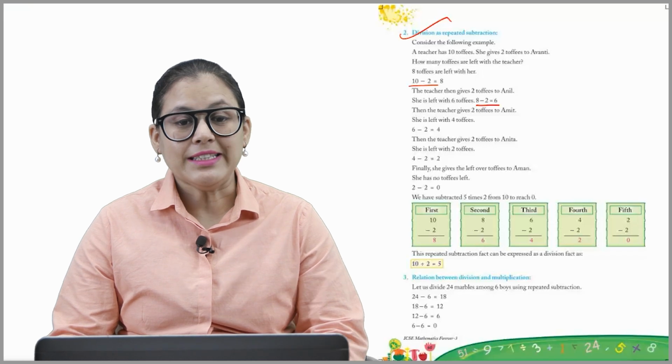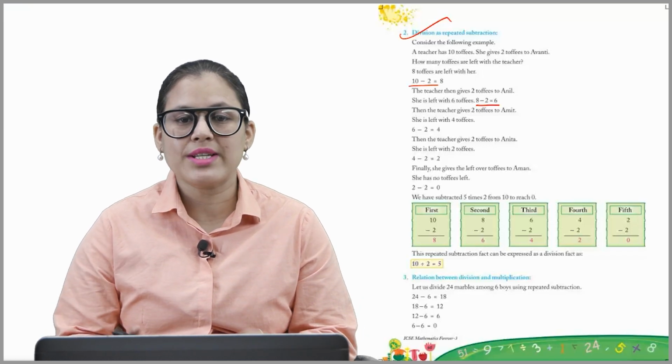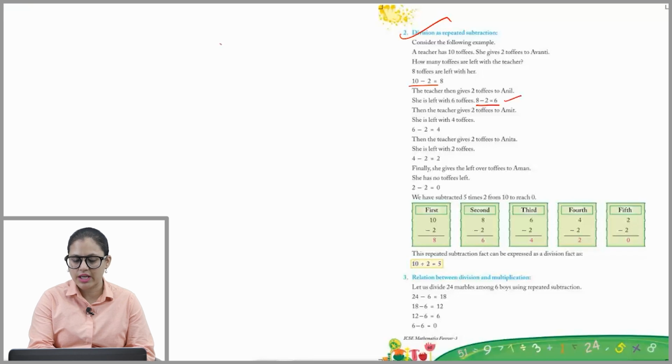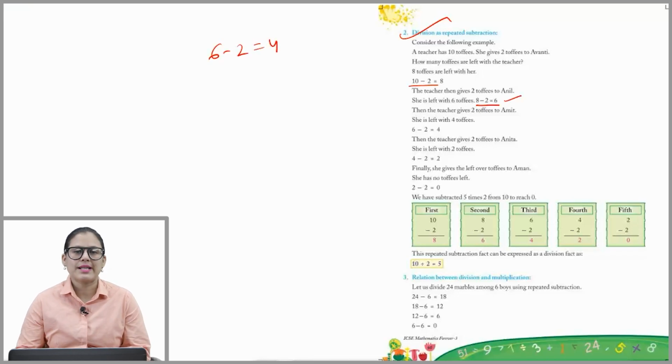Okay. Then the teacher gives 2 toffees to Amit. Now, she is left with 4 toffees because she had 6 toffees and she gave 2 more to another student. Now she has only 4 toffees. Then the teacher gives 2 toffees to Anita. Now she is left with 2 toffees. 4 minus 2 is equal to 2. Finally, she gives the leftover toffees to Aman. She has no toffees left. 2 minus 2 is equal to 0.